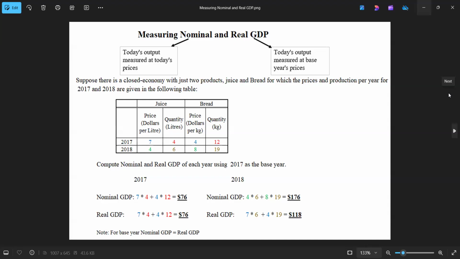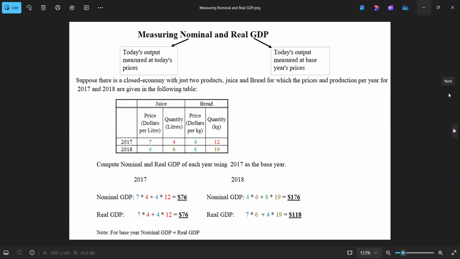So for juice, that would mean that we're going to use 7, which is the price of 2017, times 6, the quantity from 2018. Plus for bread, we're going to do 4, which is the price from 2017, our base year, into 19, which is our quantity from 2018. So we get our real GDP of $180.